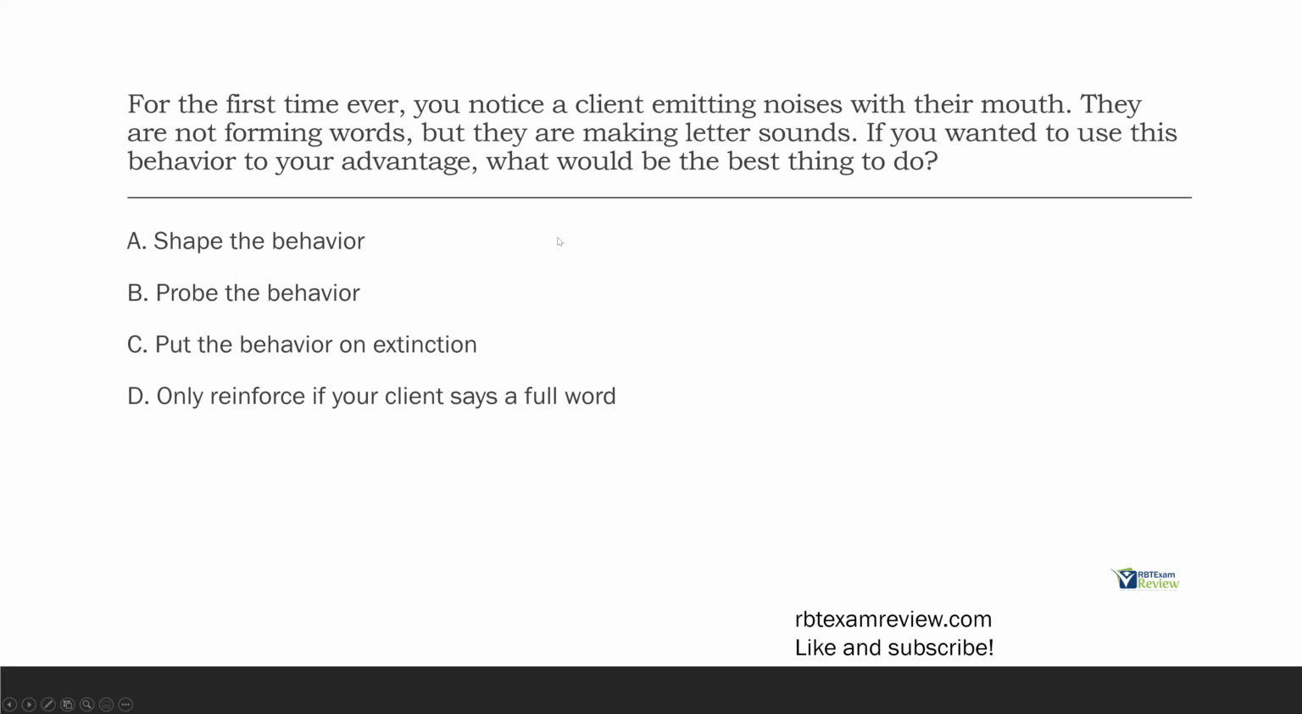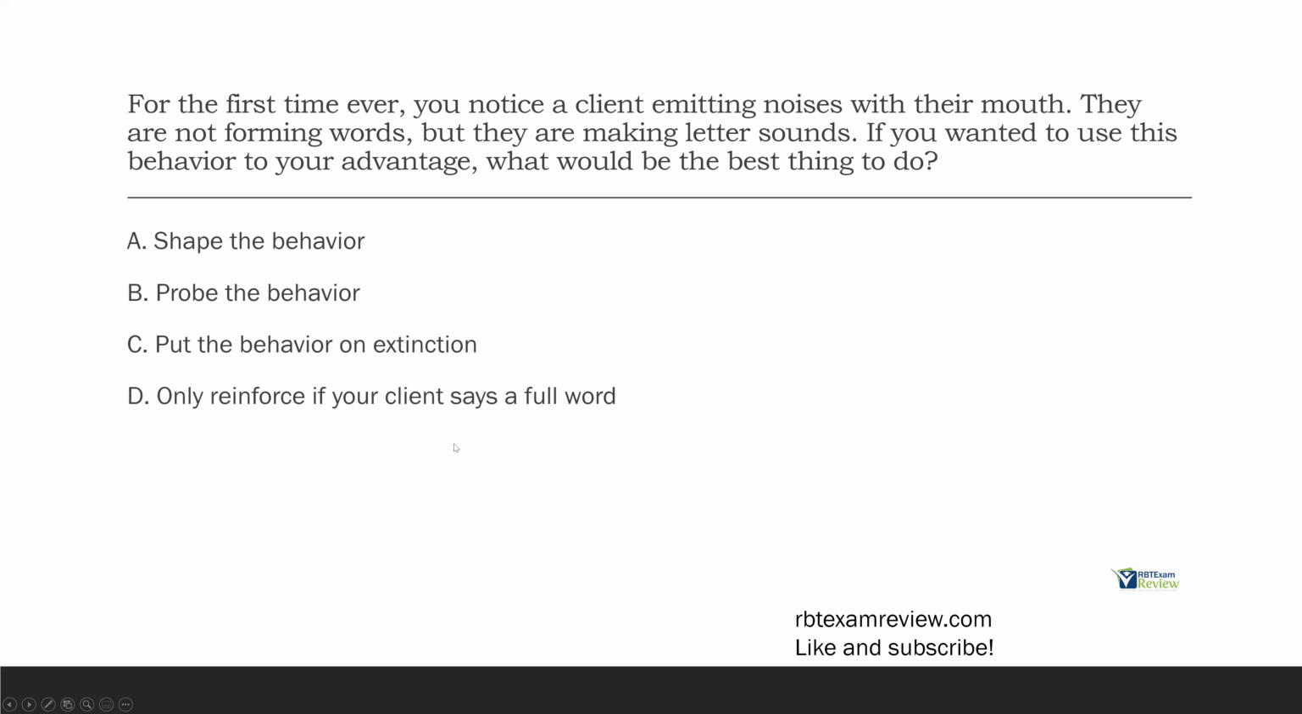What about probing the behavior? Well, we can probe it, but it's not really using it to our advantage. Probing is just saying, can they do it? And we're watching them right now emit noises, so we know they can do it. What about putting the behavior on extinction? No, we want them to emit these noises. We're not going to withhold reinforcement for emitting noises. We're going to systematically deliver reinforcement through shaping, but we're not going to put on extinction.